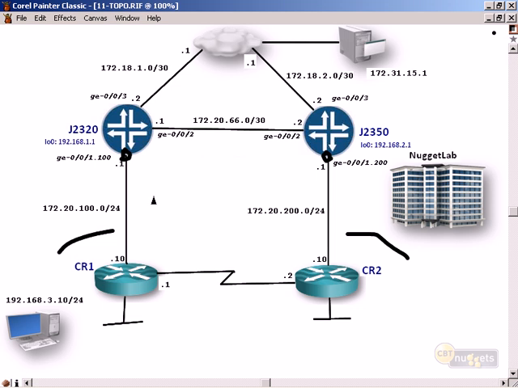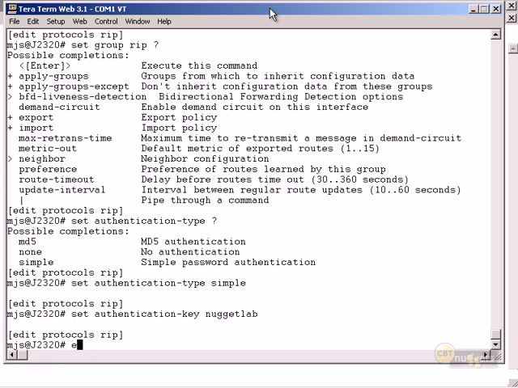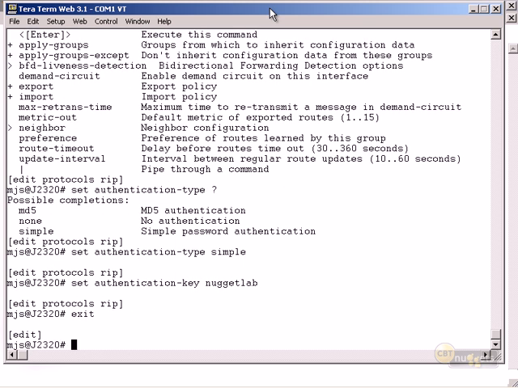So let me show you the deactivate command to deactivate this particular interface. I'm going to exit, get up to the edit hierarchy, and say deactivate protocols rip group RIP neighbor ge-0/0/1.100. Absolutely. And by the way, I'd have to do this command over on the 2350, and the command would be deactivate protocols rip group RIP neighbor, and then it would be 200 on that one. But it's 100 here.